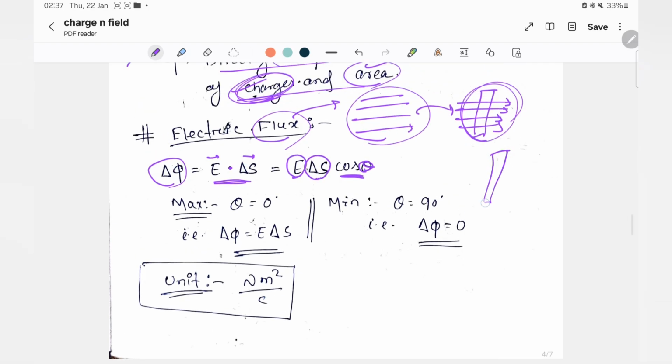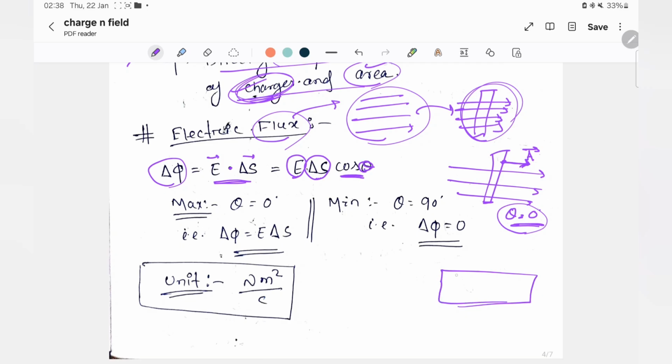If we take a surface, then its area vector is perpendicular to the surface. Okay, the area vector will always be perpendicular to the surface. Now if the area direction is in this direction, and the electric field direction is this, then theta is 0 here. Now if we take this surface and the electric field lines pass like this, and its area vector direction is upward, normal to the surface.